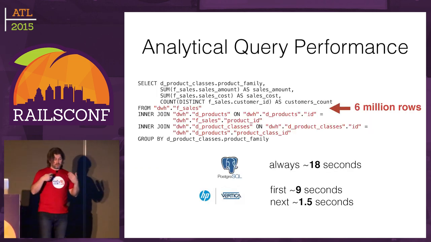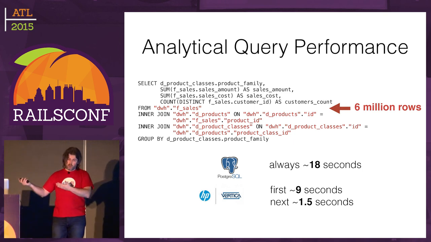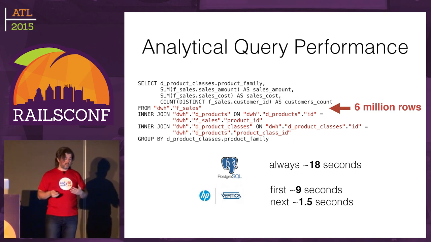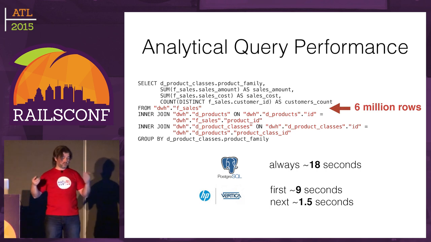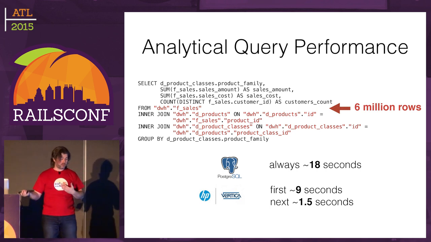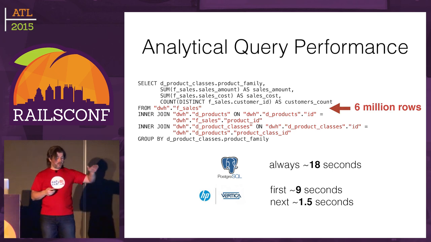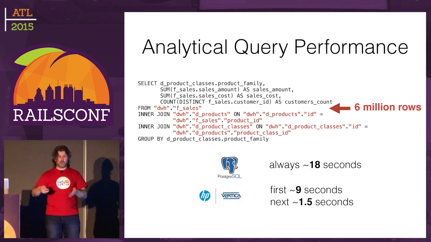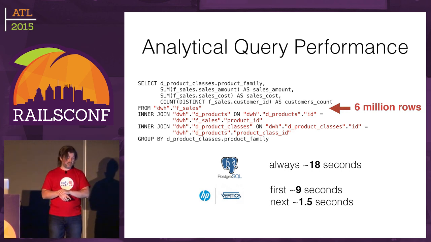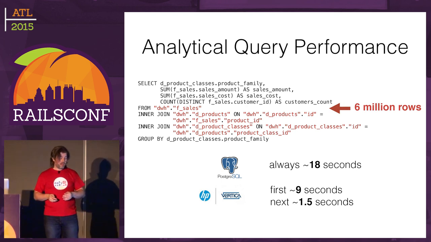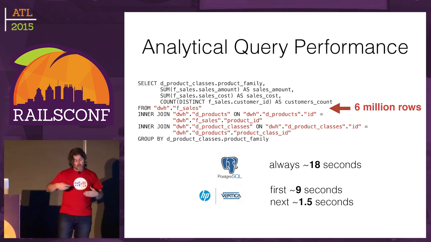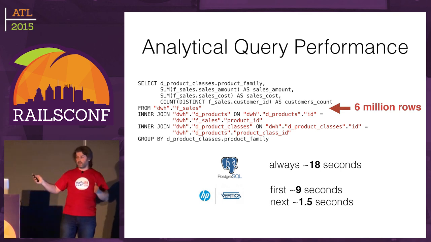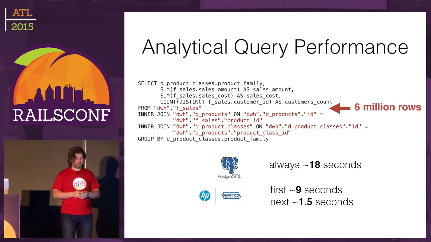And I made also a simple example on my local machine. As I said, I had generated this sales fact table with 6 million rows, and I did this query, which just does the aggregation of sales amount, sales cost, and distinct count of customer ID from all 6 million rows and grouped by product families. And on Postgres, whenever I ran it, it was approximately 18 seconds on my local machine.